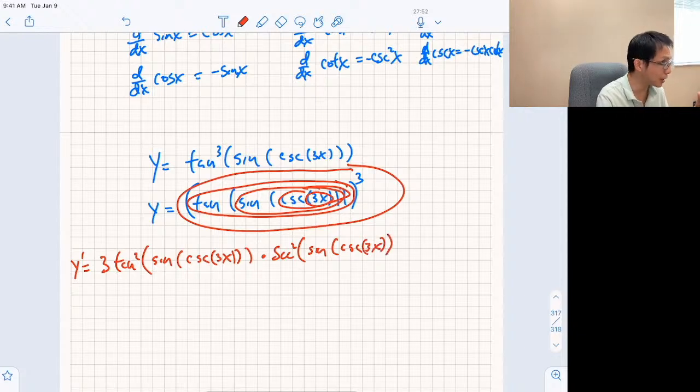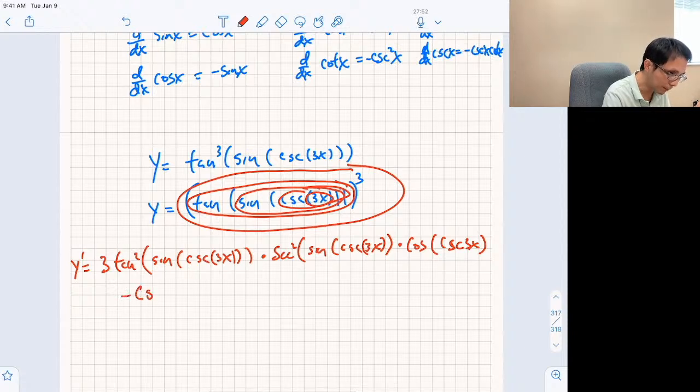And then what's the next layer? The sine, which is the cosine of cosecant of 3x. What's the next layer? Cosecant. What's the derivative of cosecant? So we keep this the same. And then what's the derivative of the inside? And that's it.